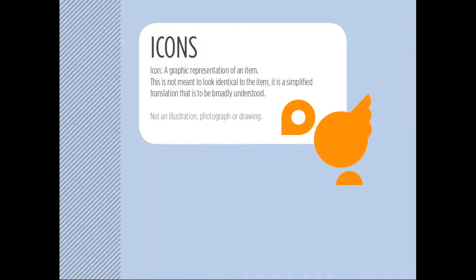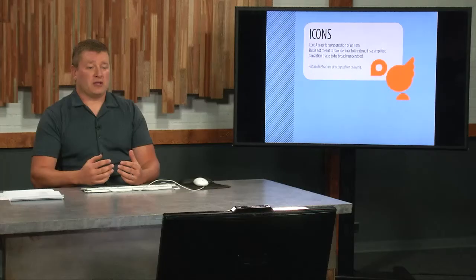So, infographics, we use icons, and I cannot stress this enough, and we're going to see several different examples of icons coming together. An icon is a graphic representation of an item. It's not meant to look exactly like the item. It is going to be a simplified translation that's meant to be broadly understood. If I'm going to show you the picture of a camera, I do not need to show you the picture of that actual camera with all of its functions and features. I need to show you something that's going to be simple, it's going to be straightforward.